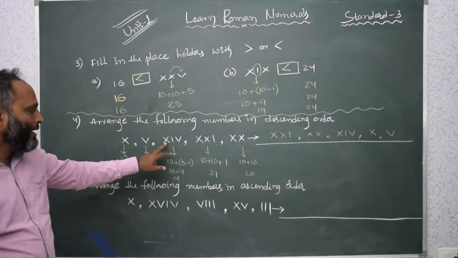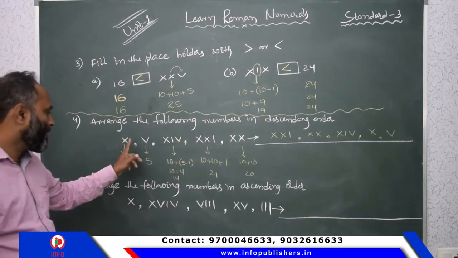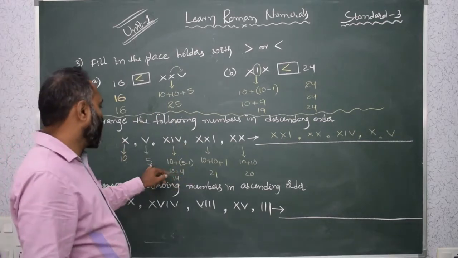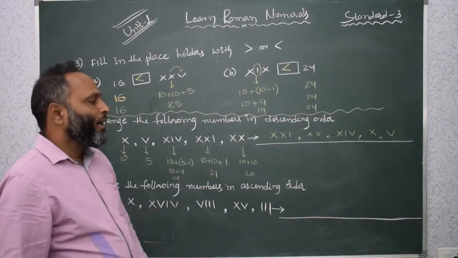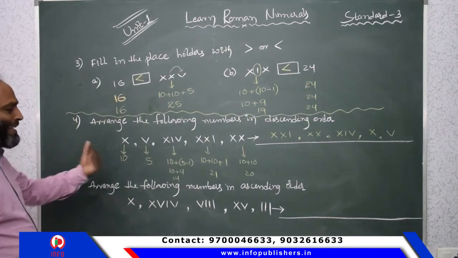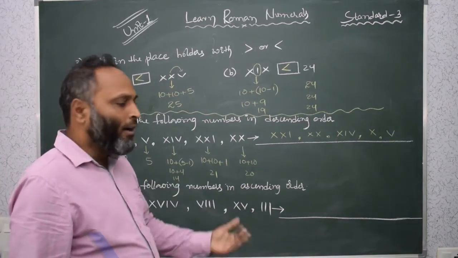14 is XIV. After that, the smaller one, that is 10, is X. And the smallest, that is V. This is the descending order method. And vice versa, there is another, ascending order. How to write ascending order?